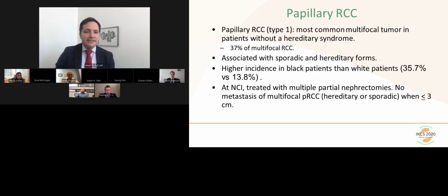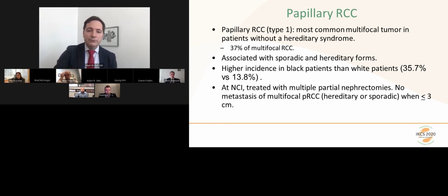So papillary RCC is the most common multifocal tumor that we see outside of hereditary kidney cancer. Over a third of multifocal cases has both sporadic and hereditary forms. It's more common in patients of African descent. And at least at my institution, at the National Cancer Institute, we treat multifocal papillary kidney cancer the same way as we treat hereditary kidney cancer.